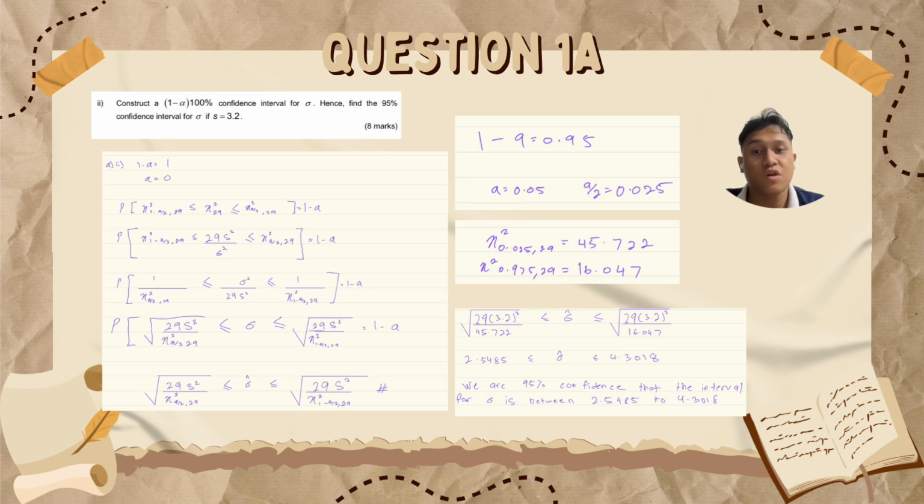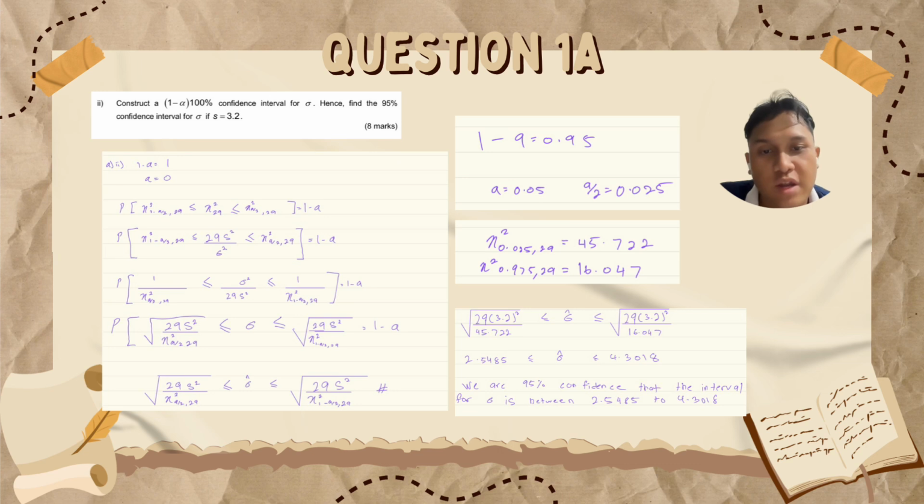Okay, next we will solve and find the 95% confidence interval for standard deviation if s is equal to 3.2, which means that 1 minus alpha is equal to 0.95 and alpha is equal to 0.05 and alpha over 2 is equal to 0.025. By having this information, we will put it in the formula that we have on the bottom left, and then we will use the chi-squared table so that we can get the value of the chi-squared.